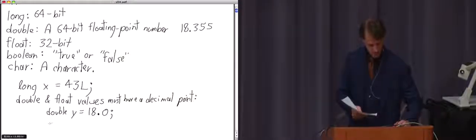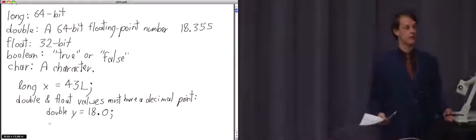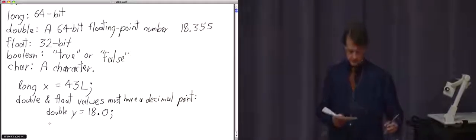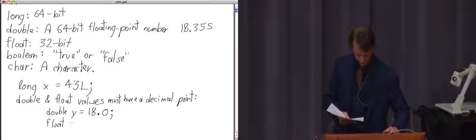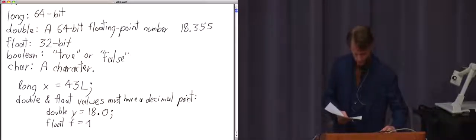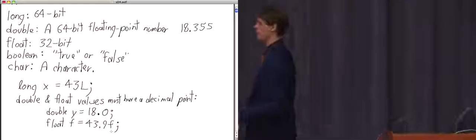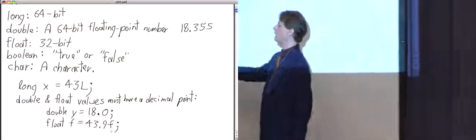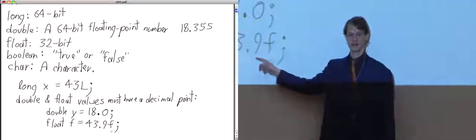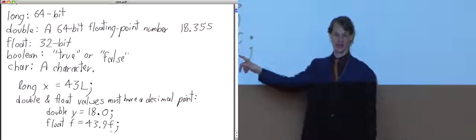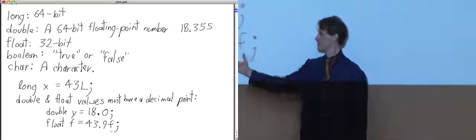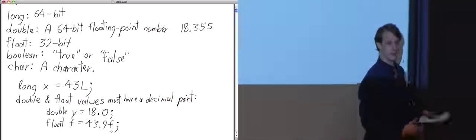And if you want to assign a float value, then you need to write an F at the end of it. So for instance, I want to write out the number 43.9, but I want to store this in 32 bits, not 64. Well, I write an F at the end, and that tells the Java compiler this is a 32-bit version of that number.